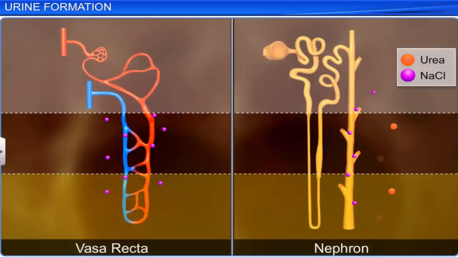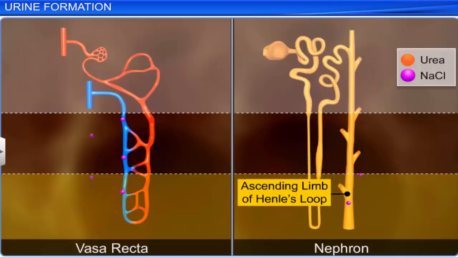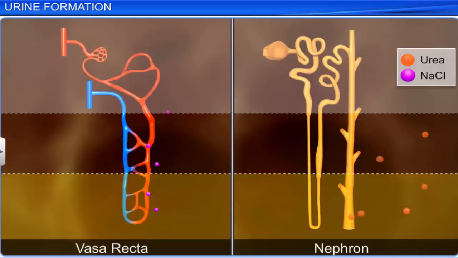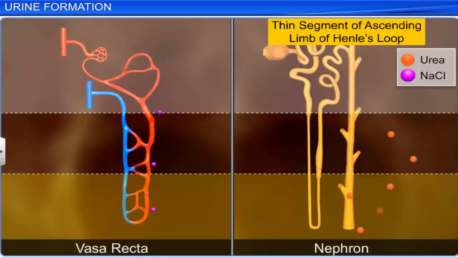This difference in osmolarity is caused by the difference in the concentration of urea and sodium chloride. The sodium chloride that is transported through the ascending limb of Henle's loop is exchanged with the descending limb of the vasa recta. Then the ascending limb of the vasa recta returns the sodium chloride to the interstitium. In the same way, small amounts of urea entering the thin segment of the ascending limb of Henle's loop are transported back to the interstitium by the collecting tubule.